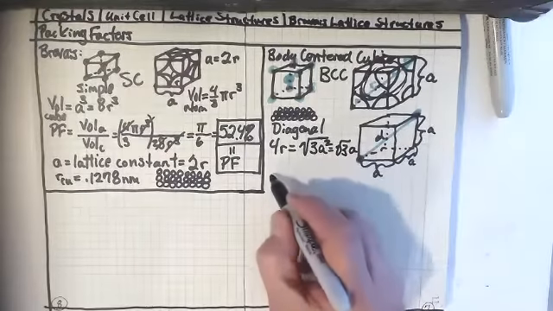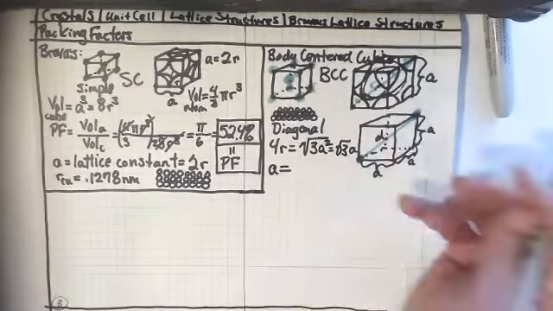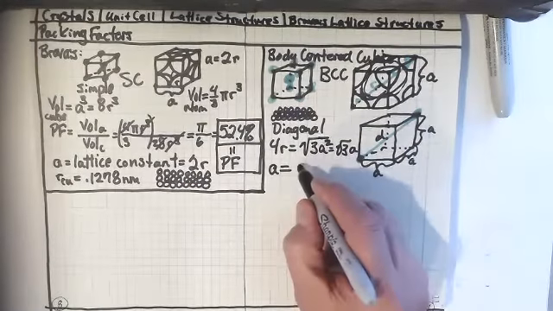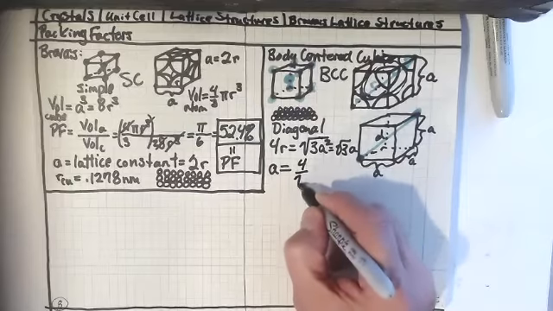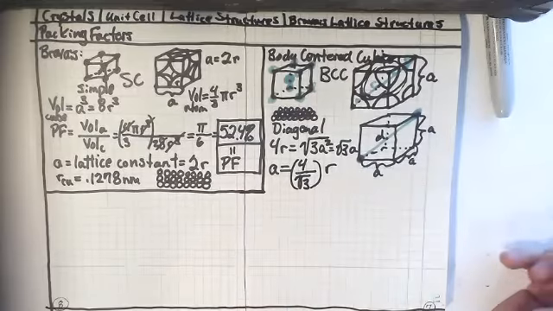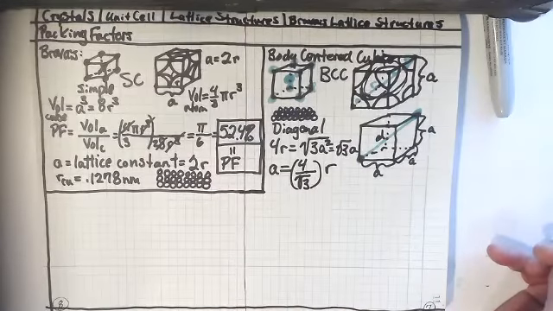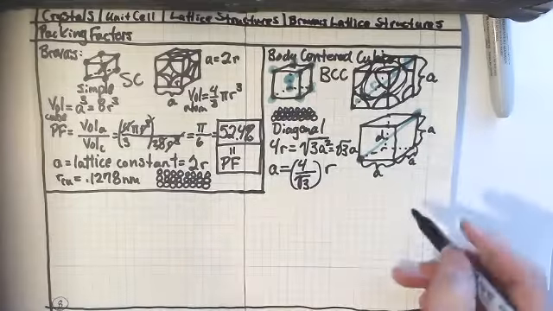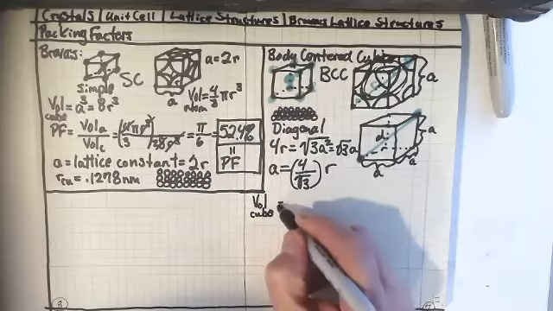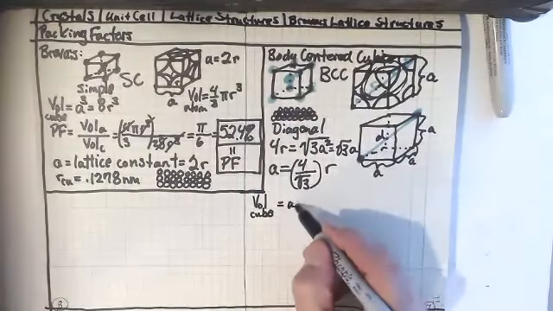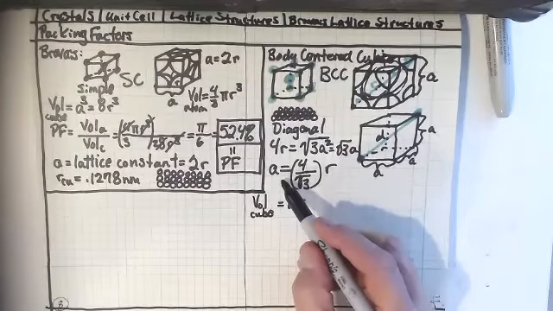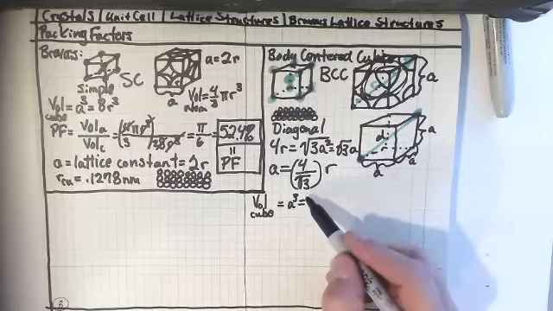a, right? So I know that a, for a body-centered cubic arrangement, is going to be equal to 4 over the square root of 3 times r. All right? So what would the volume of the cube be? Well, the volume of the cube equals a cubed, doesn't it? Well, we know what a is, so we can now write it in terms of r.